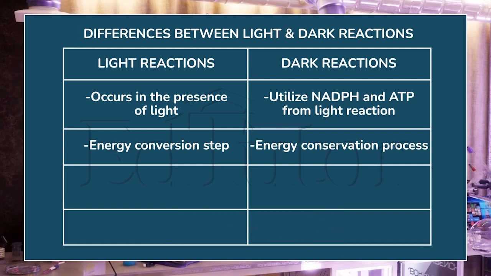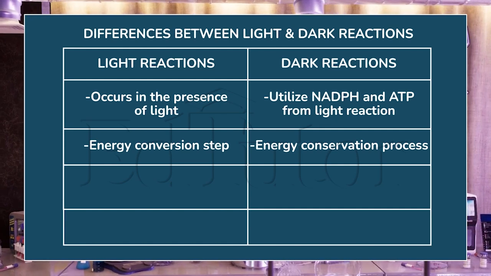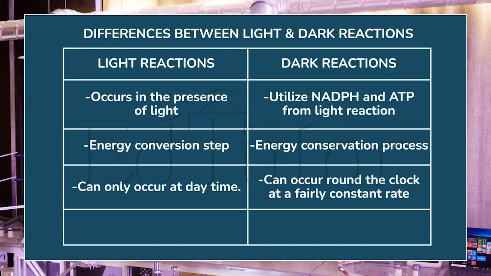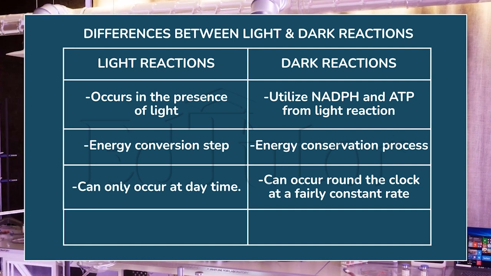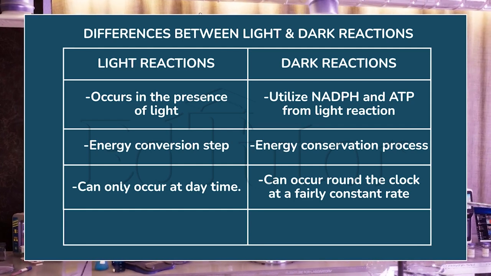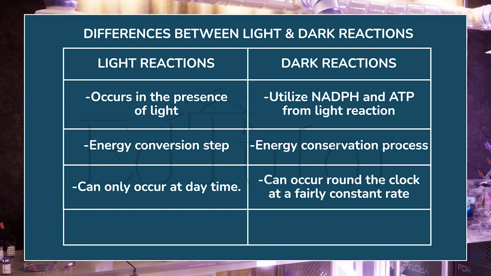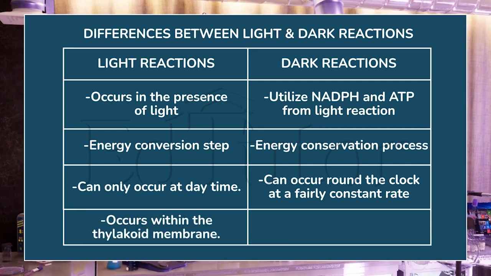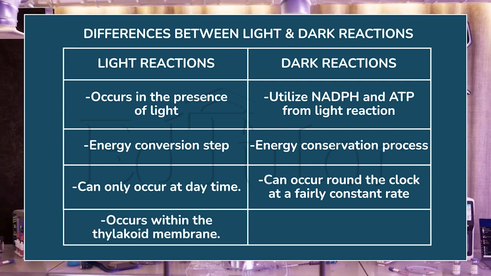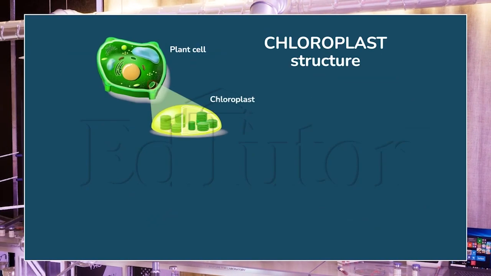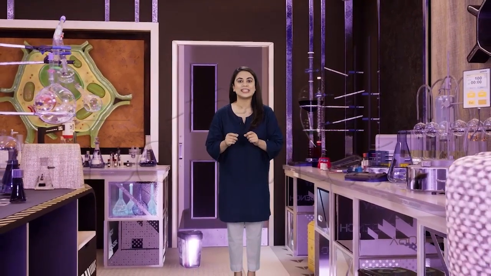I don't even have to point out the third difference. You can easily guess it. The light-dependent reactions occur only during the daytime. On the other hand, the light-independent reaction can occur round the clock at a fairly constant rate. Coming to the major difference between them: the light-dependent reactions occur within the thylakoid membrane, but the light-independent reactions occur within the stroma of the chloroplast. I hope your list will help you in remembering these differences.